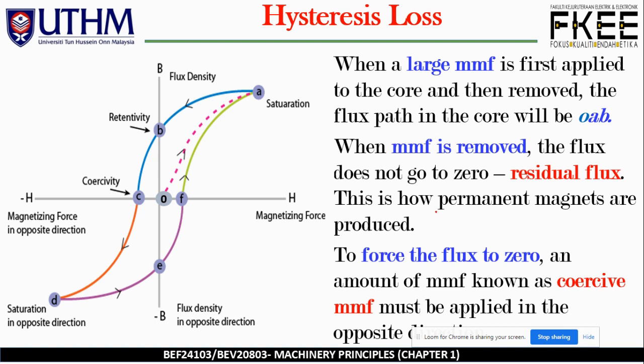When a large magnetomotive force, or MMF, is first applied to the core and then removed, the flux path in the core will be A to B. This is another description of this diagram. When the MMF is removed, the flux does not go to zero. This happens at this stage, retentivity, or we can simply say this is the residual flux, the remaining flux, or whatever term you use. So this is how permanent magnets are produced.